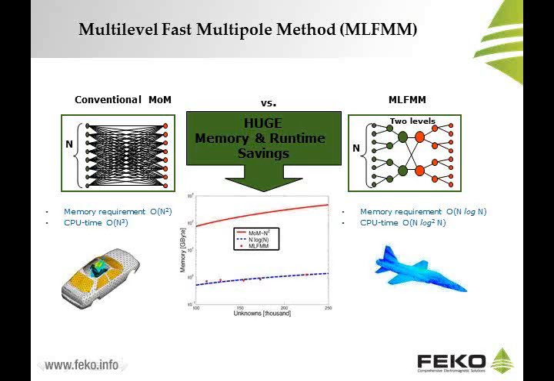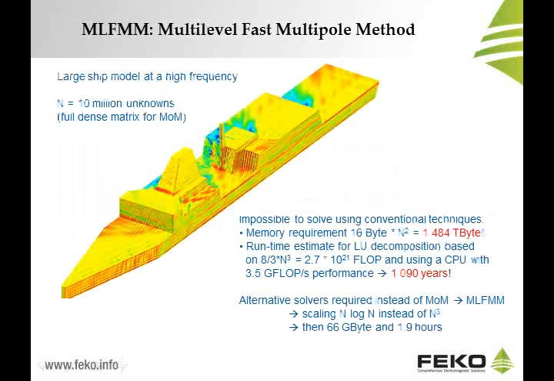And this is what I mentioned earlier: the savings are much faster than any growth in computer power could achieve. You see here an example of a similar ship to the one we have seen just now, computing 10 parameters at a higher frequency. Using the traditional method of moments, the memory would need 1,500 terabyte, and an estimate for the solution time is about 1,090 years on a single core, single CPU machine. So of course, having say a 10,000 core cluster with enough memory might make it feasible.